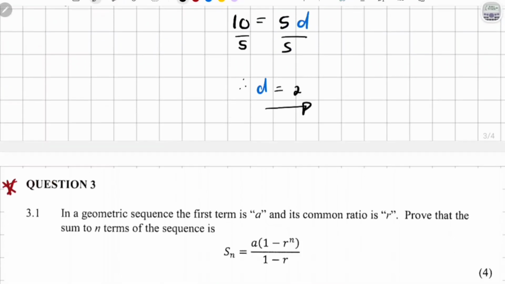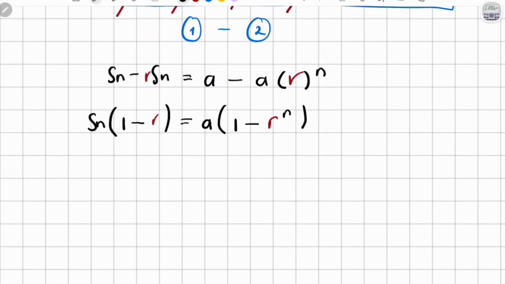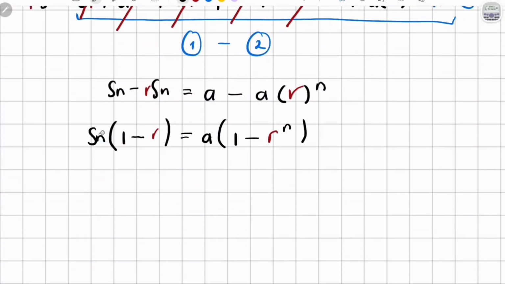Now remember, the whole point is so that you can find Sn. So how do we make Sn the subject in this formula? How do we get this on its own? By getting rid of this. You see that this is being multiplied to Sn. So to remove it, you need to divide it. Divide both sides by 1 minus R, and that will solve the problem.